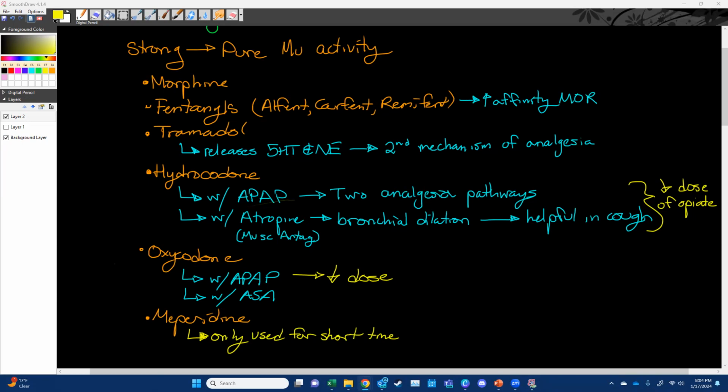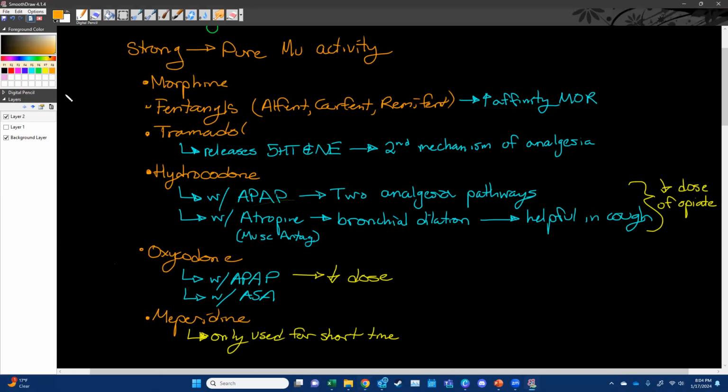You also see it in labor and delivery. It's a really, really good drug for that. The reason why we only use it briefly is because it accumulates in the kidney and it can lead to kidney failure. So on the exam, which opiate can you not give in kidney failure? That would be meperidine.